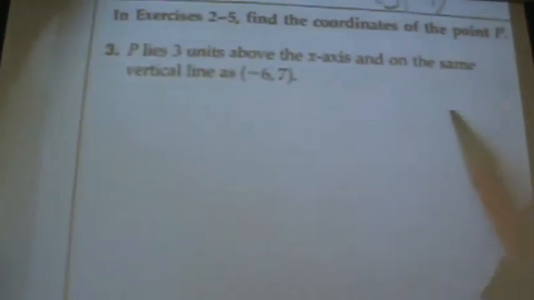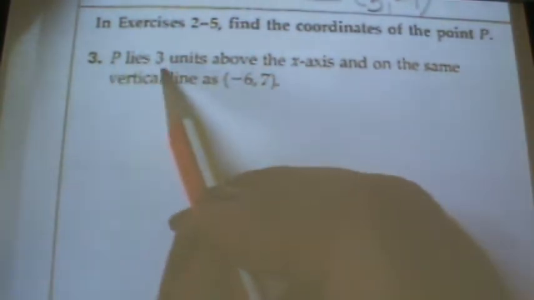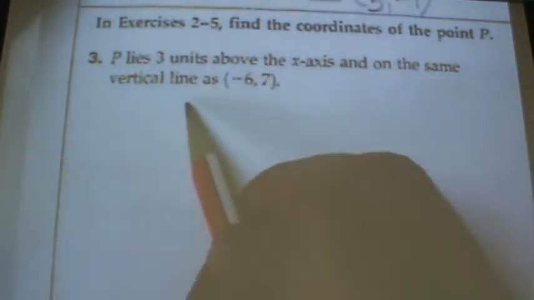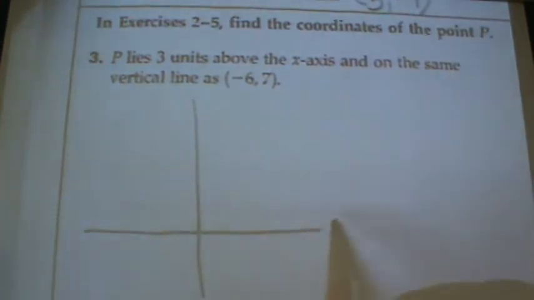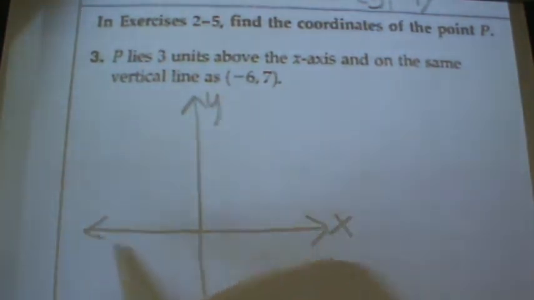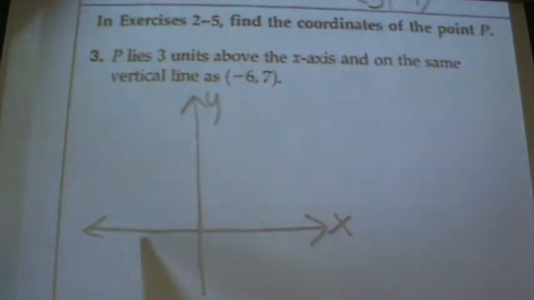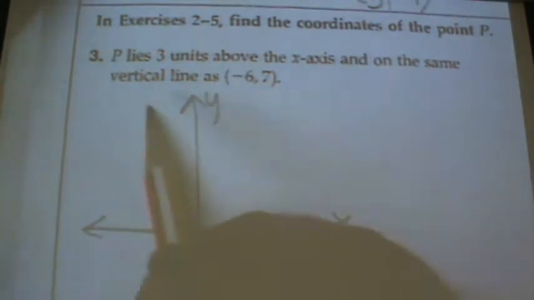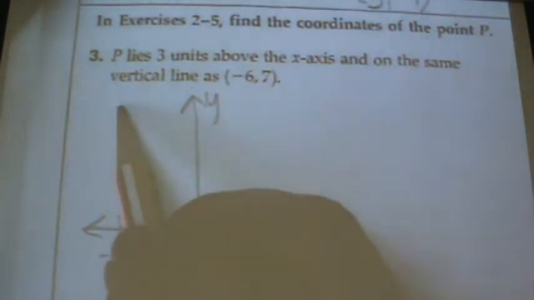The next question, number 3. Find the coordinate of point P. P is the point that lies 3 units above the x-axis. So let's draw the x and y axis. Here's your x-axis. Here's your y-axis. So it's saying it's 3 units above the x-axis, and it's on the same vertical line as -6, 7. Well, here's -6, and here's 7.